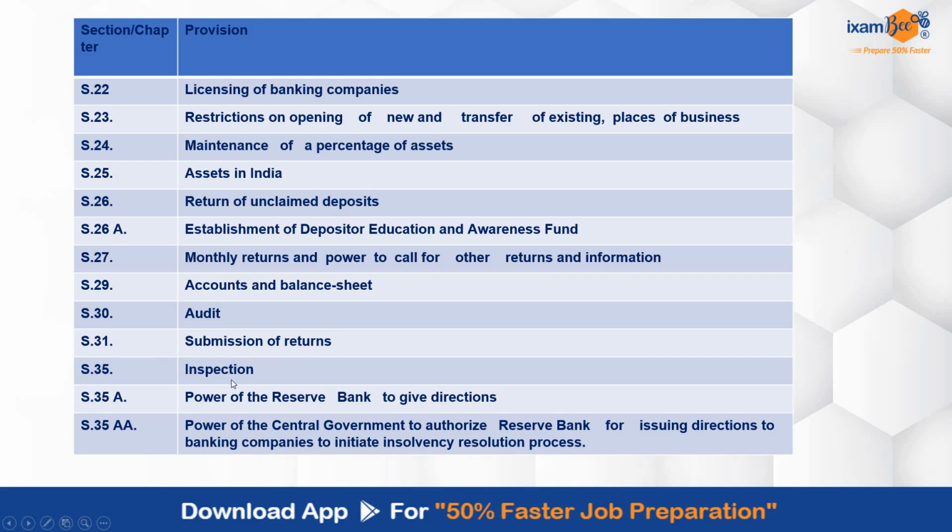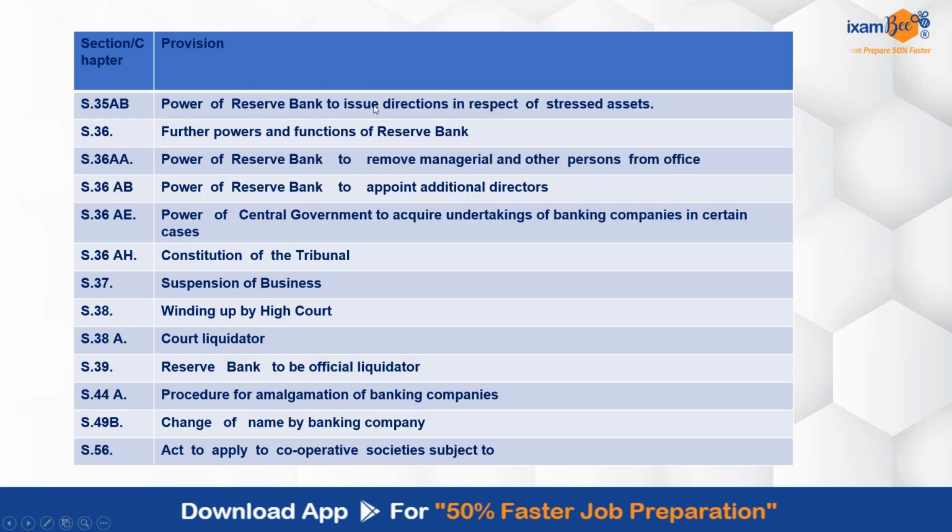35 inspection. 35A power of the RBI to give directions. ये important है काफी. 35AA power of the central government to authorize Reserve Bank for issuing directions to the banking companies to initiate insolvency resolution process. 35AB power of the Reserve Bank to issue directions in respect of stressed assets.